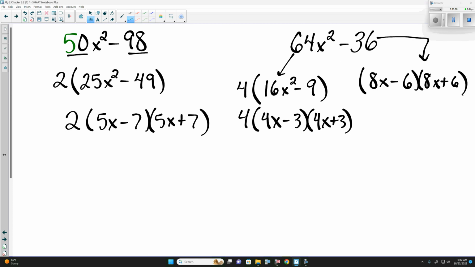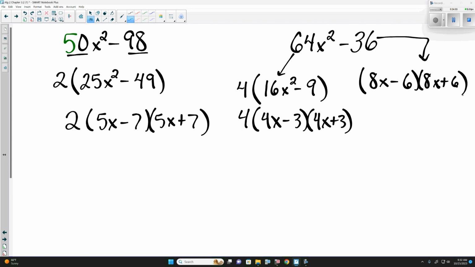It's just that 4 is split up 2 and 2 amongst the two factors. Still works, still factors. It's not technically the simplest form, but it still works. Does that make sense? If this does show up, I'd take the 8x minus 6, 8x plus 6, but I would write in the fact that we could simplify it.